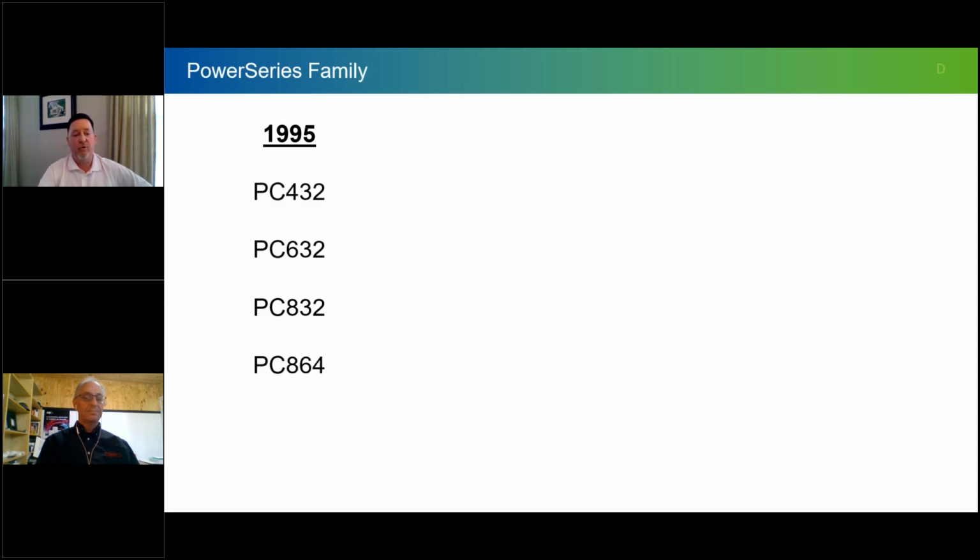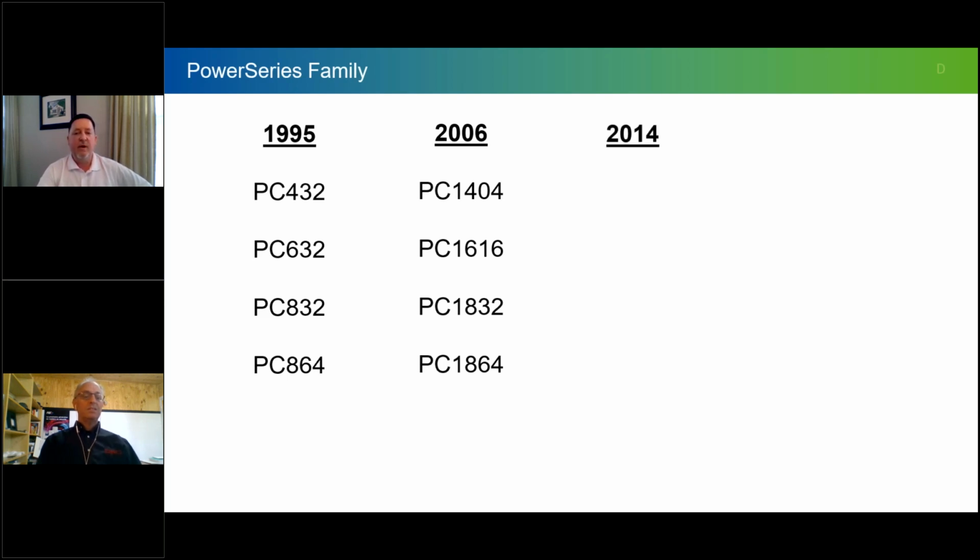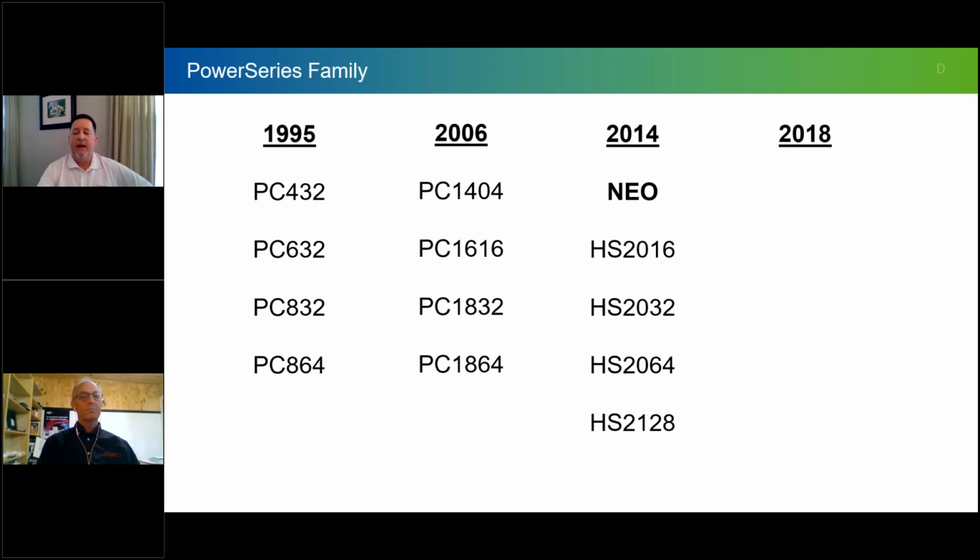Out of that family grew 4 total panels, giving that product line a capability of 64 total zones. In 2006, we updated that platform to what we know today in the 1832 series, again, up to 64 zones. In 2014, we introduced the Neo platform with 4 panels going now up to 128 zones. And the Pro platform was introduced in 2018, taking this product line now up to 248 zones.